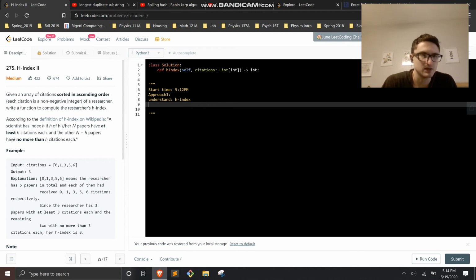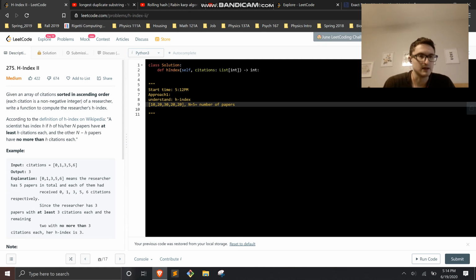A scientist has index h if his or her n papers have at least h citations. So you have n papers, and then I'll put a number of citations. So these are the number of citations: 1, 2, 3, 4. So this person has n equals 5, which is the number of papers. So he has 5 papers, and we set n equal to 5.